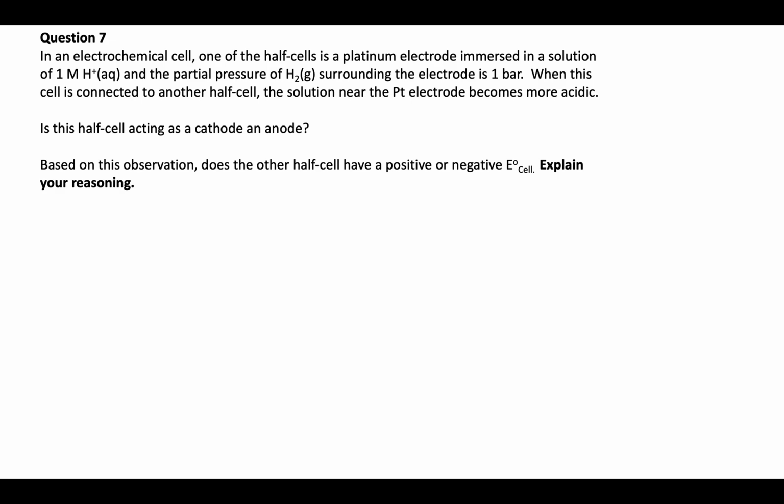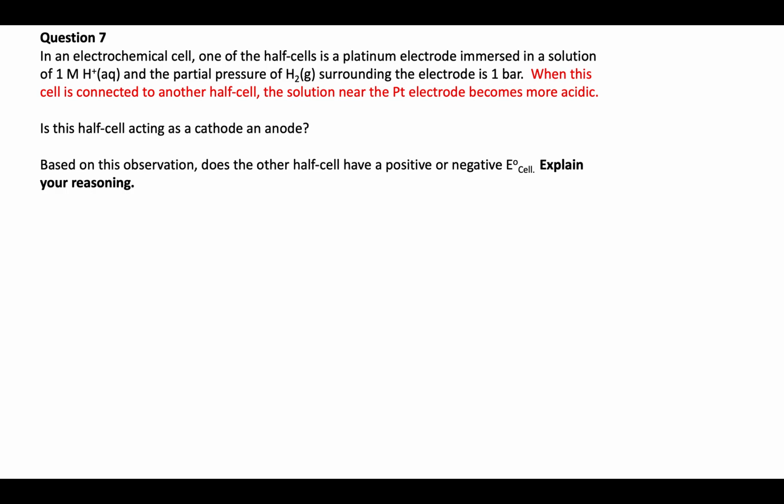Another one involving electrochemistry. This is an electrochemical cell where what's being described is the standard hydrogen electrode: a platinum electrode immersed in a solution where the concentration is 1 molar H+ and a partial pressure of H2 in that chamber at 1 bar. When this is connected and operating, it says that the solution near this electrode becomes more acidic. How do we make sense of what's going on?